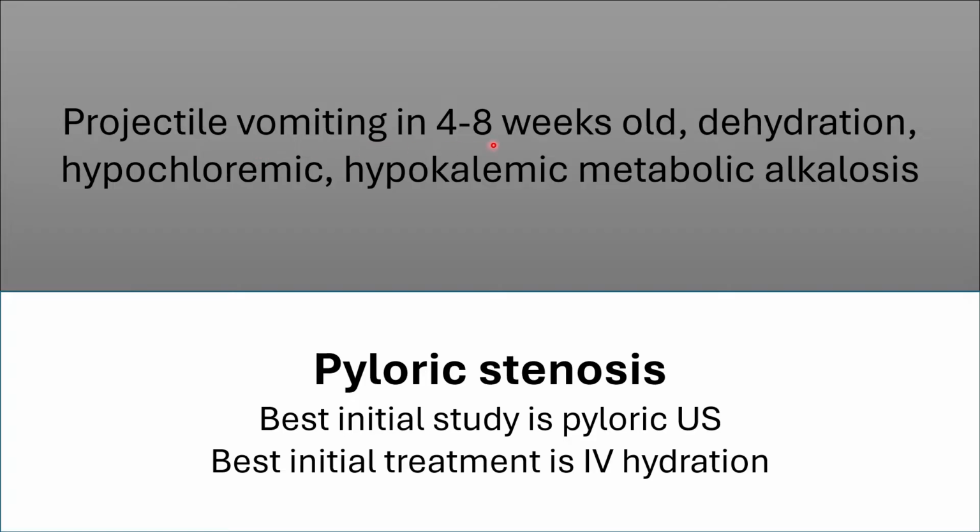Gastroenterology. Projectile vomiting in 4 to 8 weeks old with dehydration, hypochloremic, hypokalemic metabolic alkalosis is pyloric stenosis. Best initial study is pyloric ultrasound, and the best initial treatment is IV hydration, then surgery.